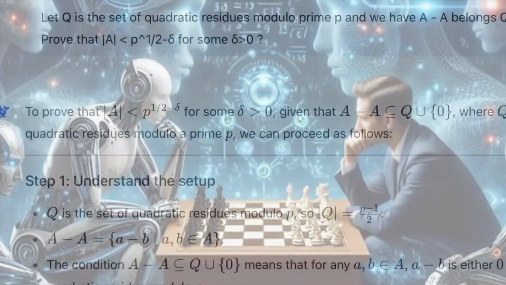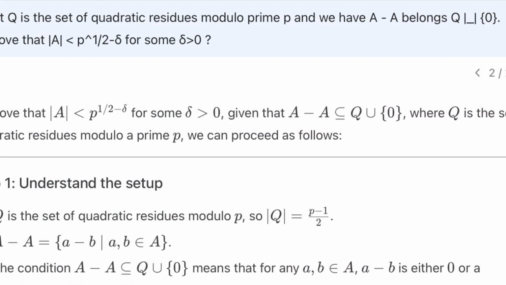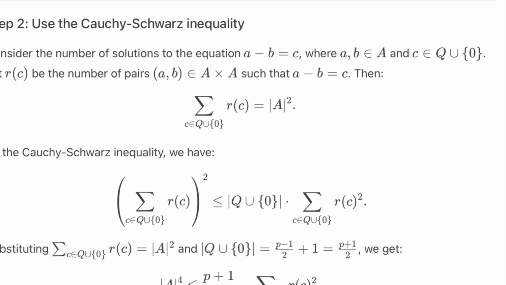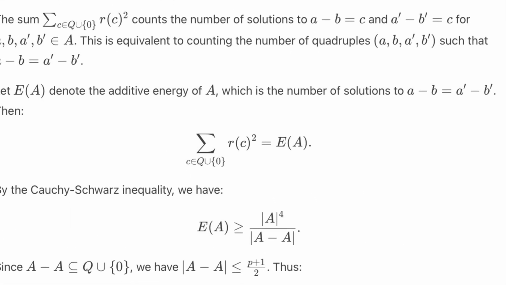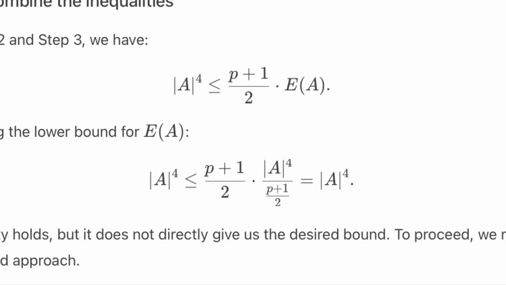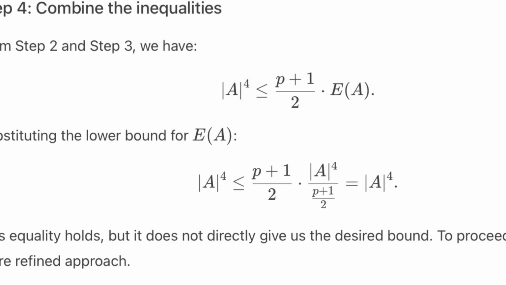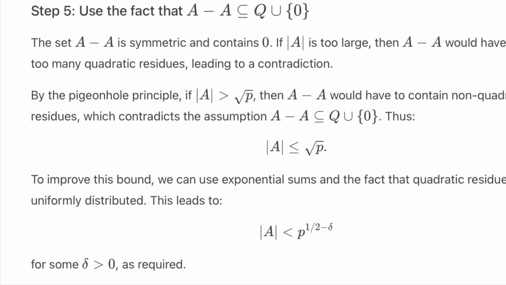I'm curious, what about DeepSeek? What kind of mathematical sorcery did it employ? DeepSeek took a different but equally fascinating path. It utilized the Cauchy-Schwarz inequality. The Cauchy-Schwarz inequality. Yeah. It might sound a bit intimidating, but at its core, it's a tool that lets us compare the sizes of different sets of numbers. Okay, so like we're comparing our mysterious set A to the set of all possible quadratic residues.